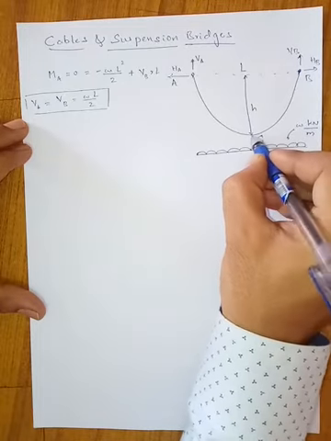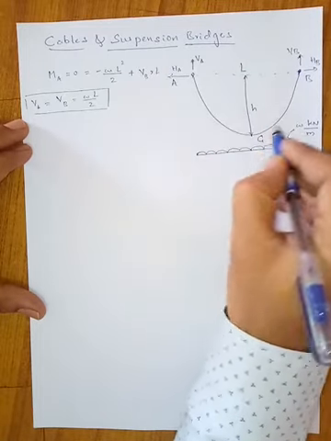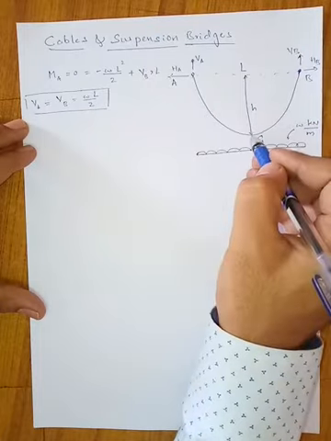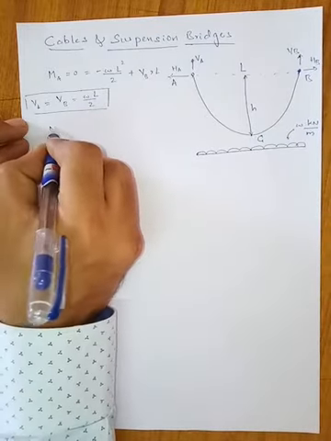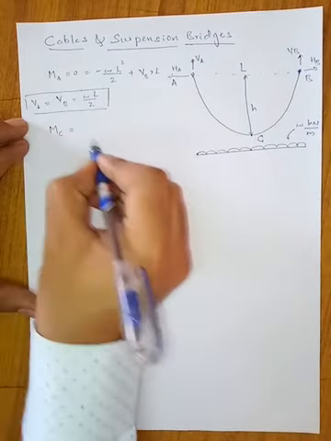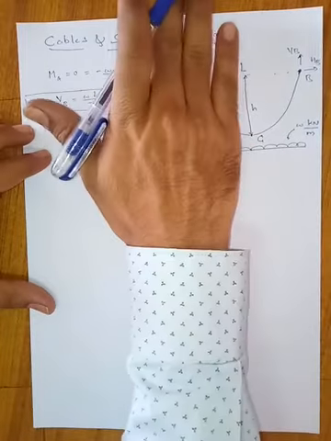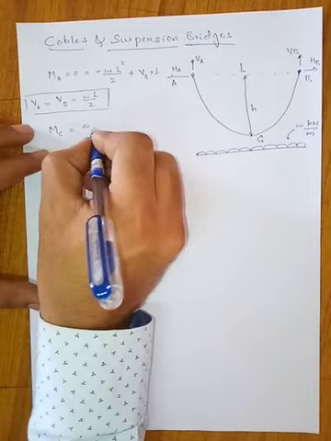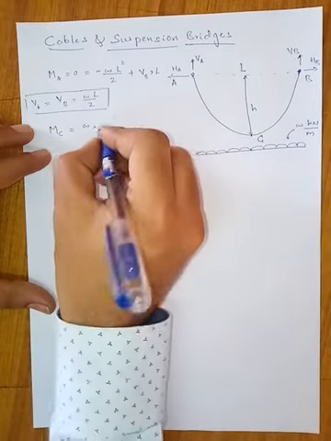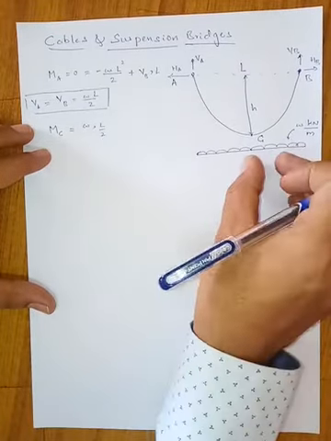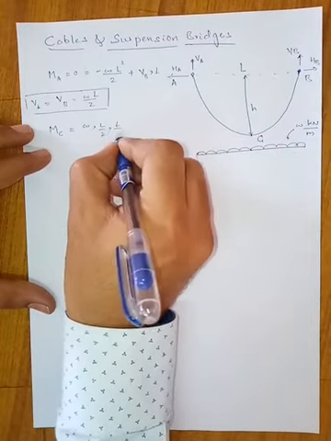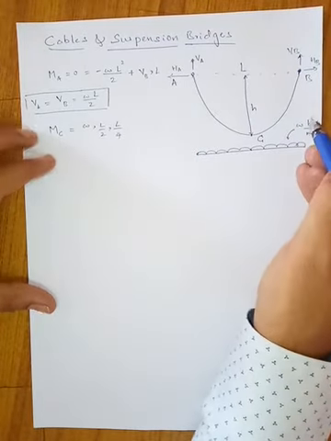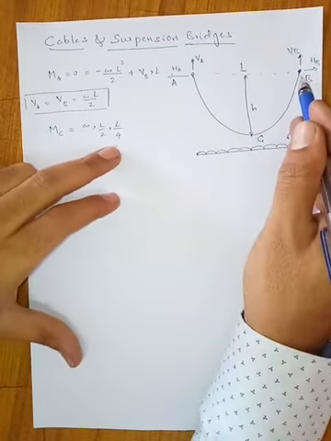I'll take moment at C. Anyhow, moment at any part in the cable will be 0. I'll calculate moment at C and write down the equation. What are all the forces? I'll take the right side of the section. W into the span is L by 2 into center of this span will be L by 4. What are all the other forces? There are no other loads, only support reactions are there.